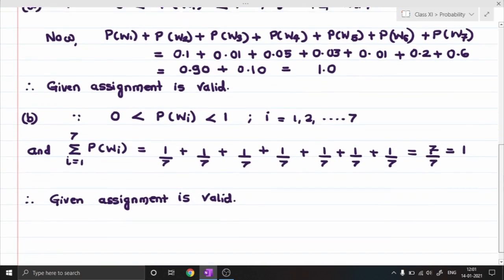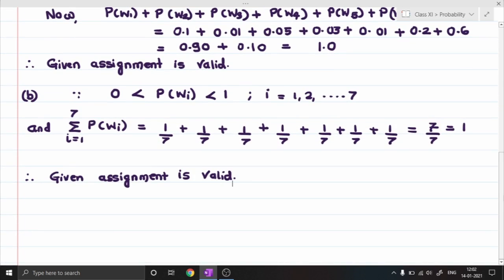One thing you observe: all the outcomes are between 0 and 1 only. Since all outcomes lie between 0 and 1, because all the values are coming in decimal, if I take the values of PW1, PW2, PW3 till PW7, all values are under 0 to 1. So condition number 1 is satisfied.